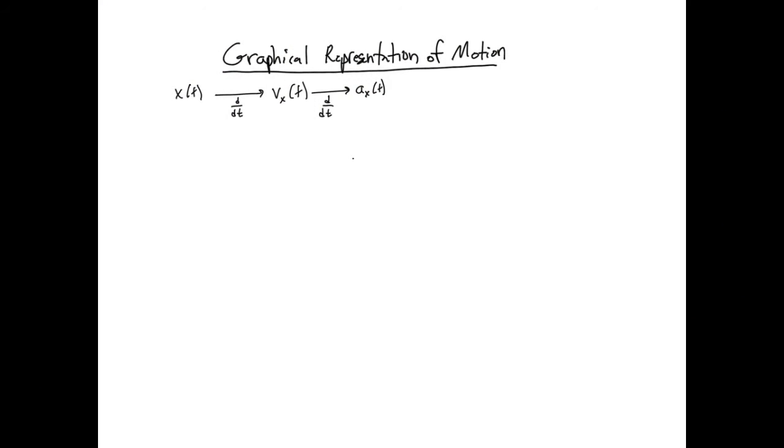Okay, so recall the chain here. We start with the position, take a derivative, get to the velocity, take a derivative, get to the acceleration. These are derivatives with respect to time, so from here, find the slope, get this, find the slope, get this. The integral goes back the other way: start with the acceleration, integrate it to get the velocity, and then integrate it to get the position. So these are finding areas and these are finding slopes.